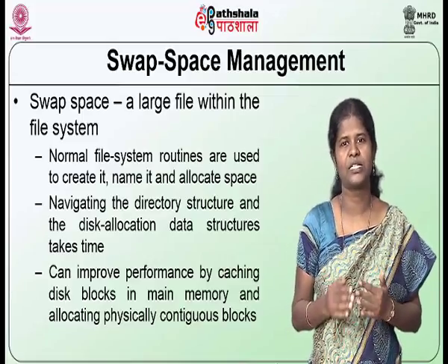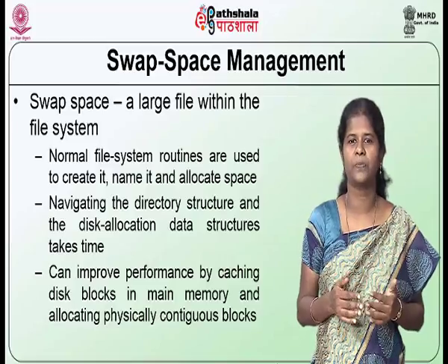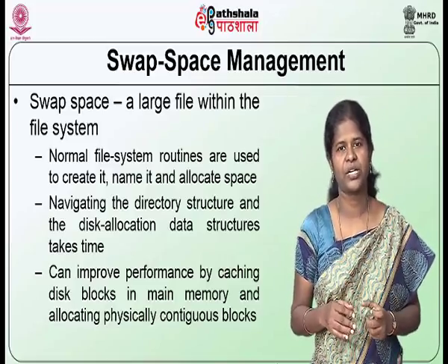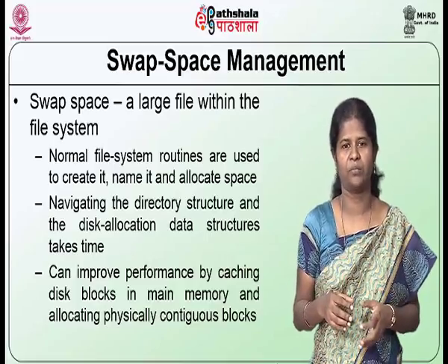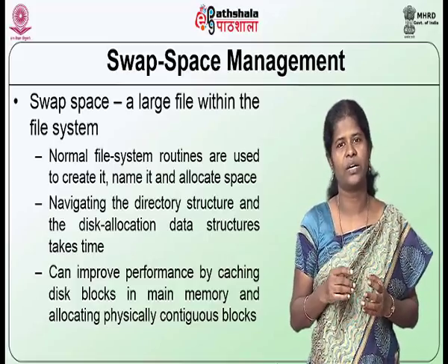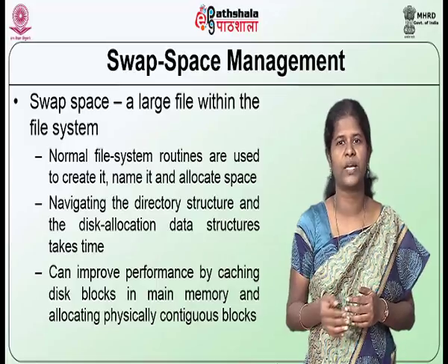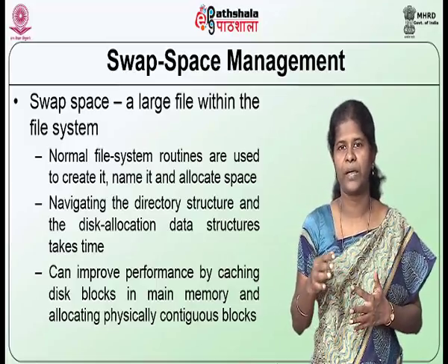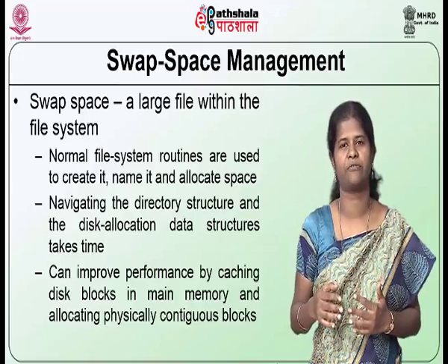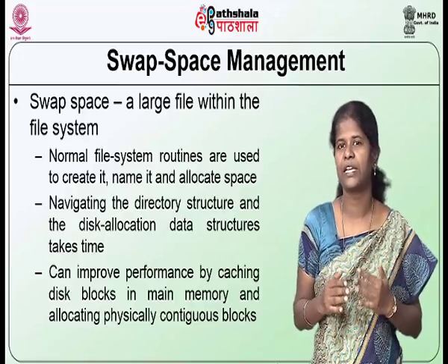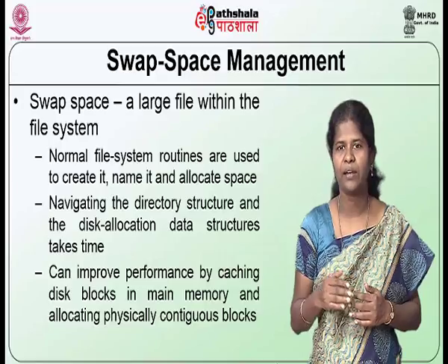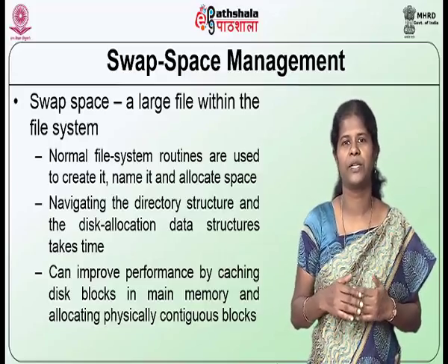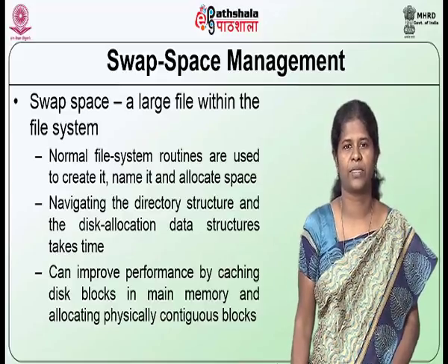So, because this takes time, you can improve the performance of access by caching the disk blocks in the main memory, and also by allocating physically contiguous blocks. If you allocate contiguous blocks for the swap space, when you are looking at swap space as a file in the file system, then accessing the blocks one after the other will take less time compared to the other kinds of allocation methods.